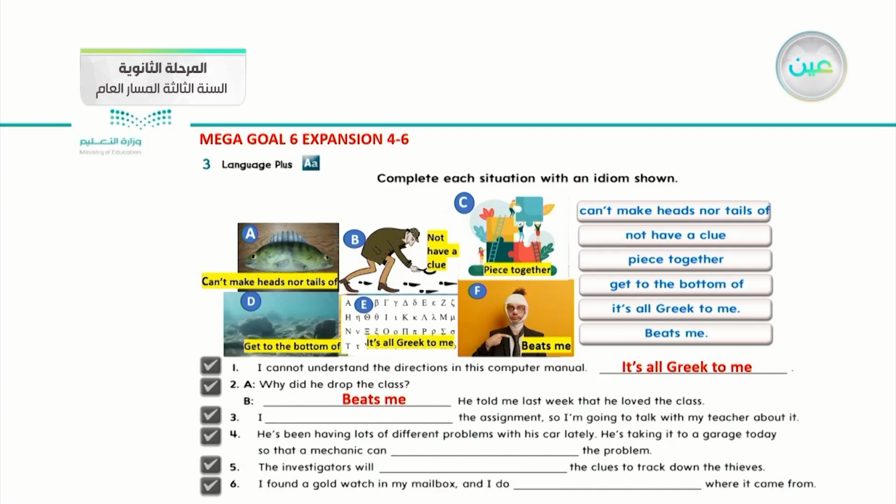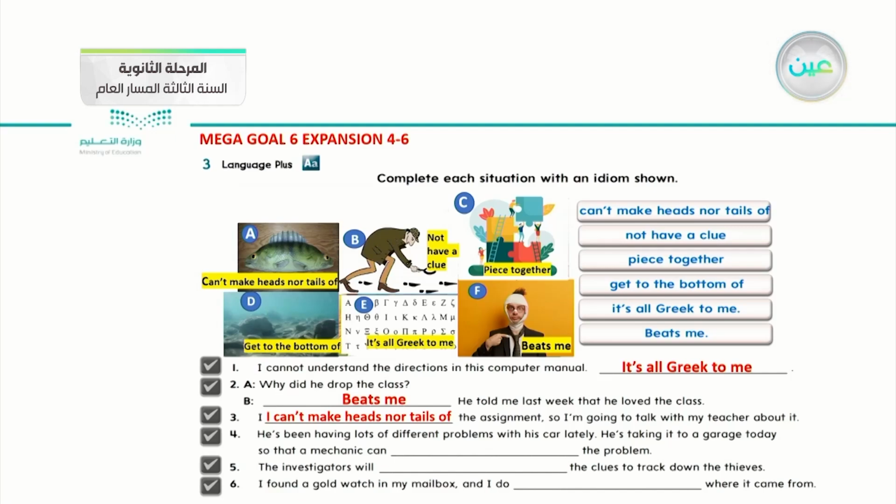And 3, I blank the assignment, so I am going to talk with my teacher about it. So what do you think it is? I can't make heads nor tails of this assignment, so I'm going to talk with my teacher about it.